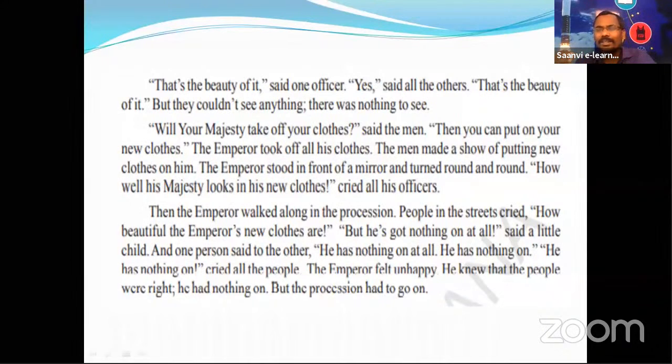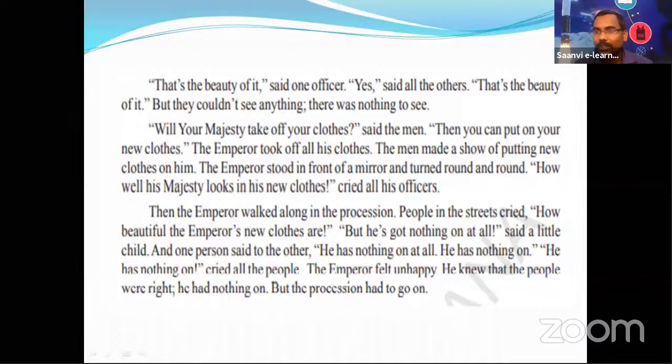But he has got nothing on at all, said a little child. Then there was a child, and he said the truth. What was the truth? There was no dress on the emperor's body. The emperor was attending the procession naked without wearing any dress. Usually, truth comes out from the children's mouth.